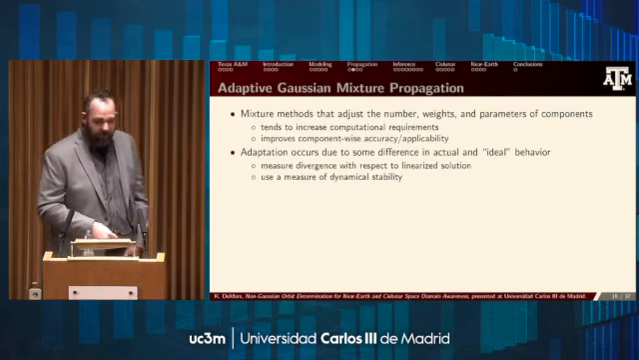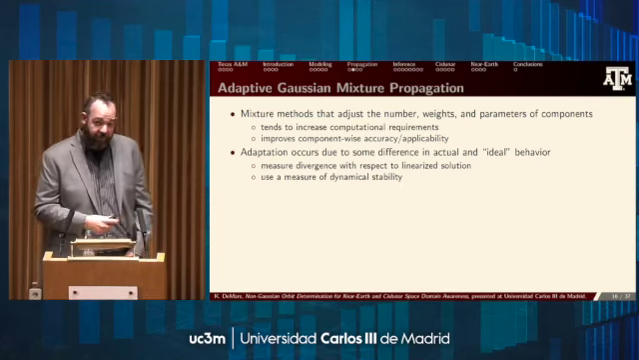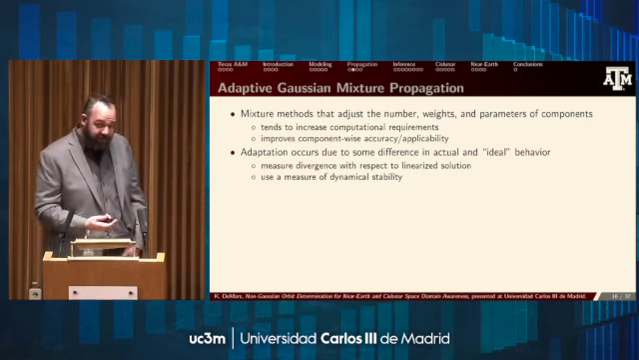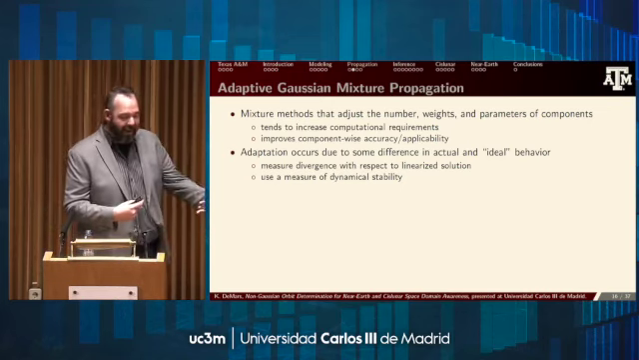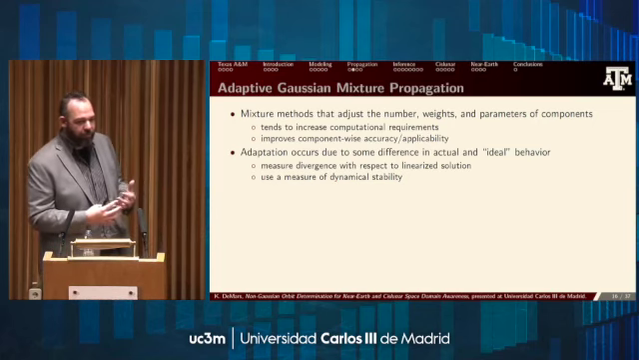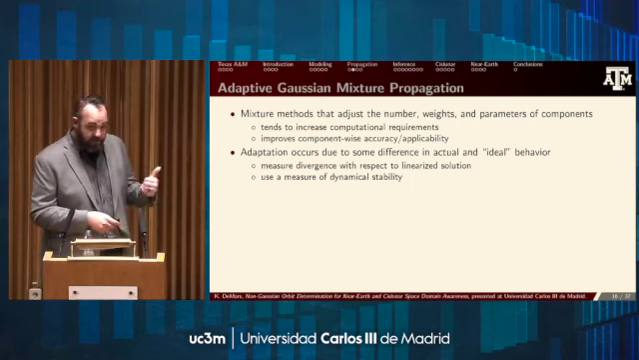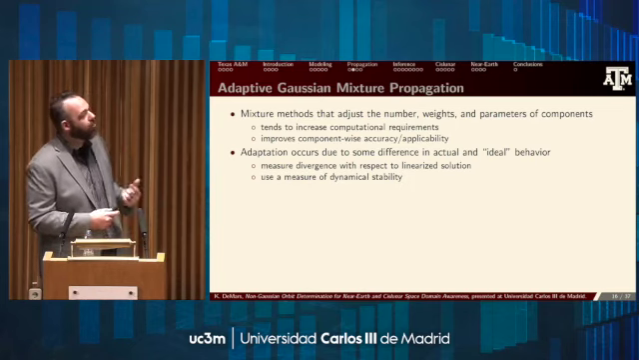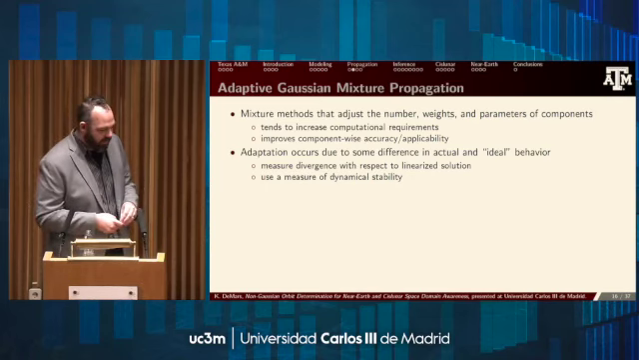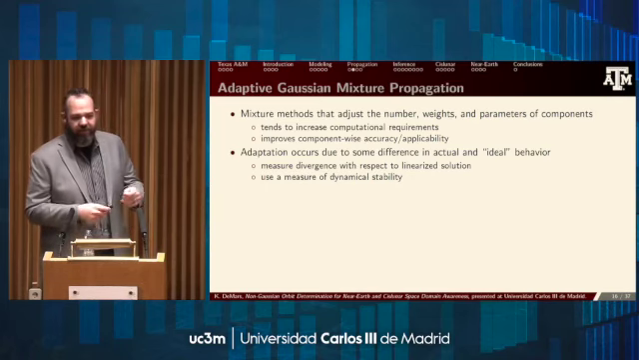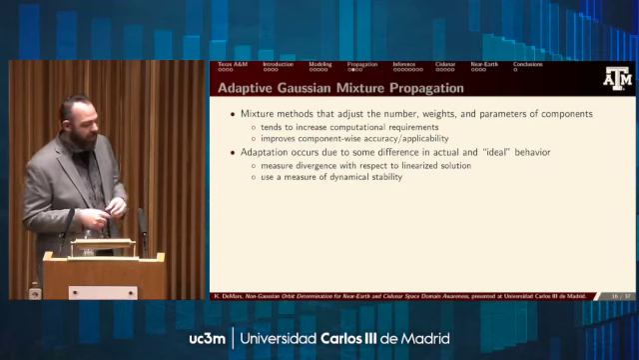That brings us to adaptive Gaussian mixture propagation methods. These are methods that adjust the number of components, the weights of the components, and/or the parameters of the components in time in order to adapt to nonlinearities and non-Gaussianities that emerge. It will tend to increase computational complexity, but it will improve your component-wise and overall accuracy. The adaptation occurs whenever you detect some departure from what you might consider to be ideal or acceptable behavior.